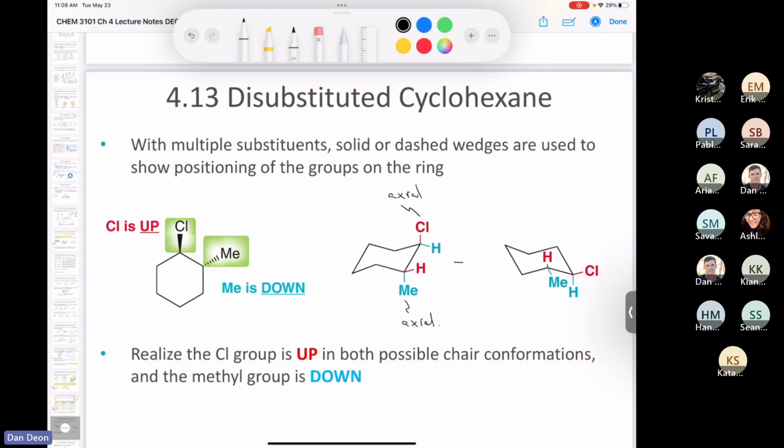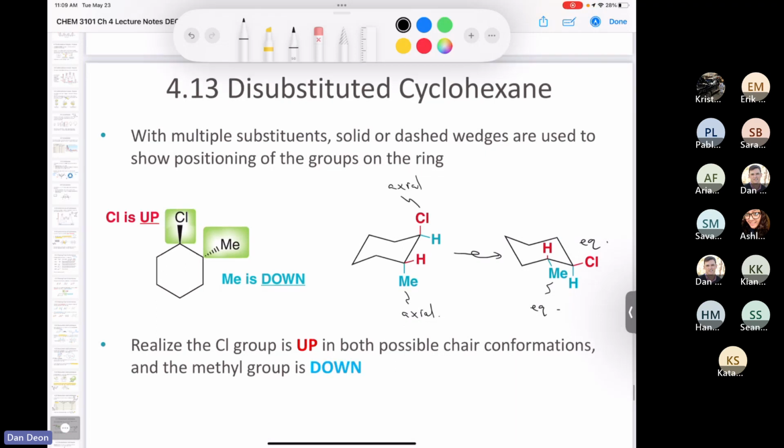And then if we flip the ring, the chlorine is still going to be pointing up, but now it's going to be up and equatorial, and the methyl is going to be going down, but now it's going to be down and equatorial. So remember, up is up, down is down, but up can be axial or equatorial. And if two carbons are next to each other, if you have something that's up and axial, the next group is going to be down and axial. So axial and equatorial, they alternate.